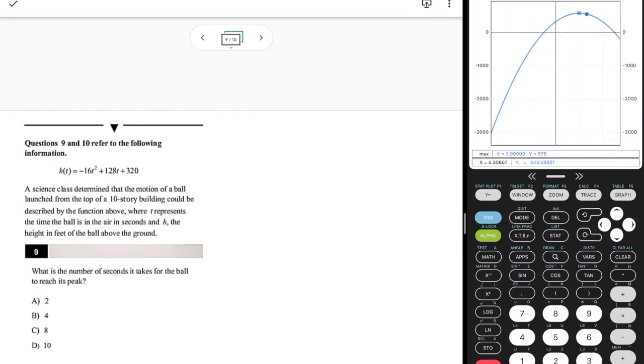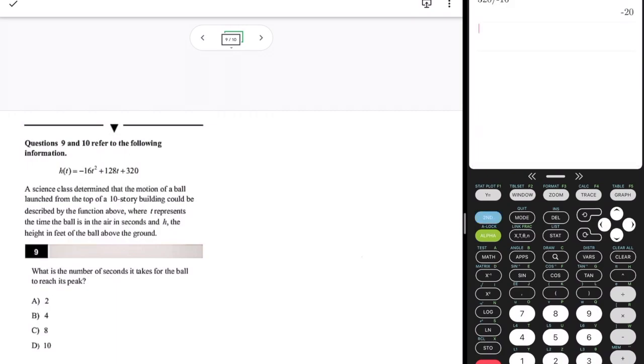And now we see here that the maximum is 3.9999, which is basically 4. And so we know that the number of seconds it takes for the ball to reach its peak is 4 seconds, B. Okay, what if we wanted to do this algebraically?